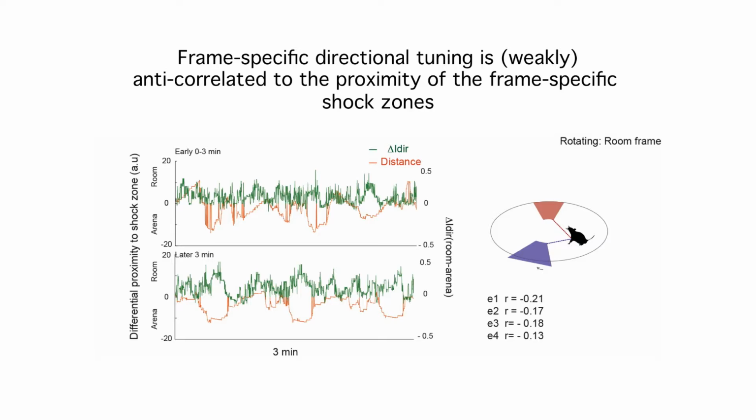Let's bring that back. Here's about 3 minutes of recording where you can see the change of preferential information being in the room or arena, fluctuating here in green, with the distance to the ratio of the two shock zones. And they tend to be anti-correlated. They are always, for all the ensembles we look at, here are the examples for the 4 I showed you, anti-correlated. So if the animal's close, let's say, to the stationary shock zone, the head direction activity tends to be better organized in the opposite, rotating frame. So that's what we saw.